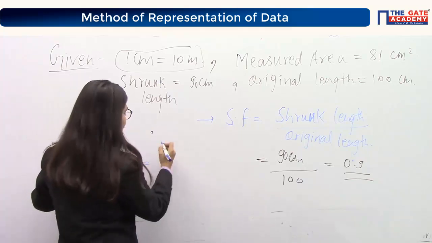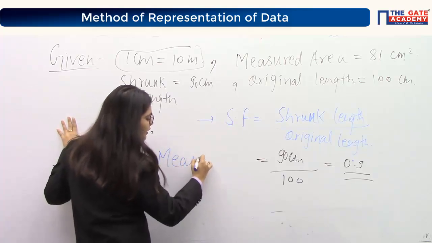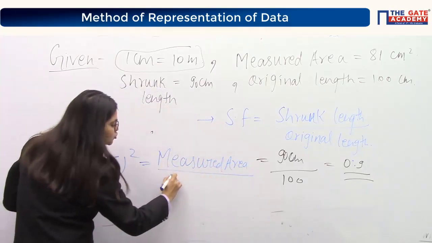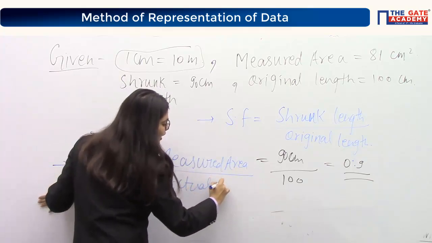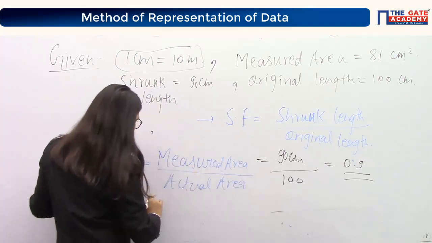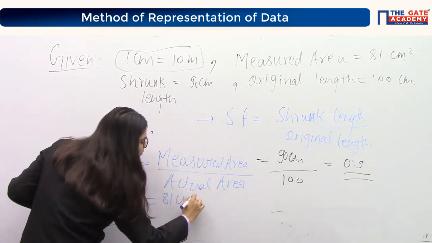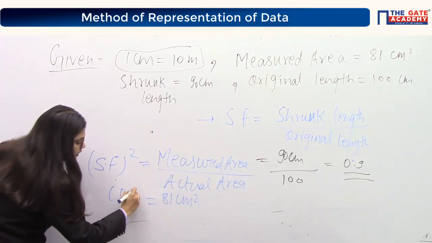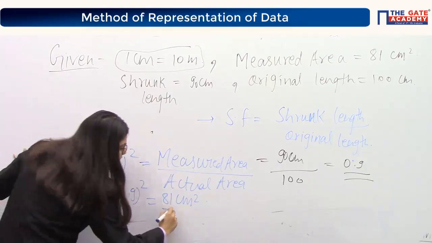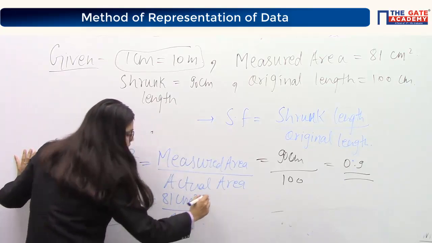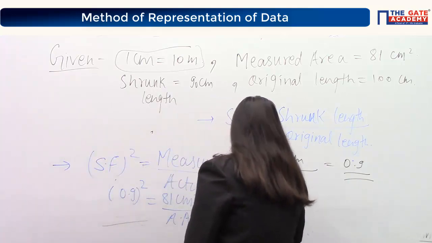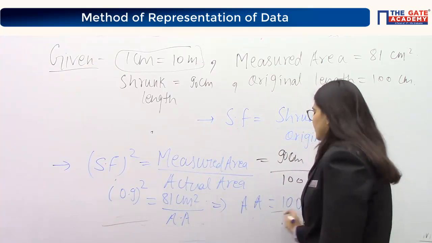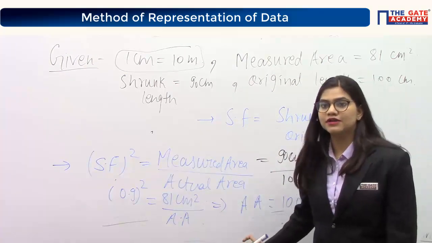You calculated the shrinkage factor. You want the actual area, so shrinkage factor square, because you are talking about area. So it will be nothing but your measured area divided by the actual area. Actual area you have to calculate. Measured area is given to you as 81 centimeter square. Okay, shrinkage factor is nothing but 0.9 square, divided by the actual area. So your actual area will be 100 centimeter square, right? It will be 100 centimeter square.